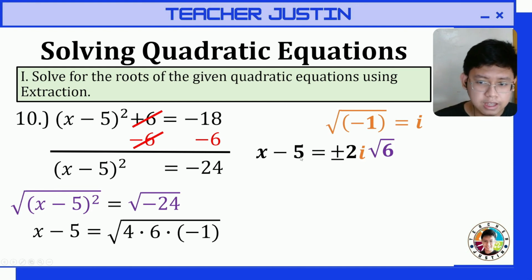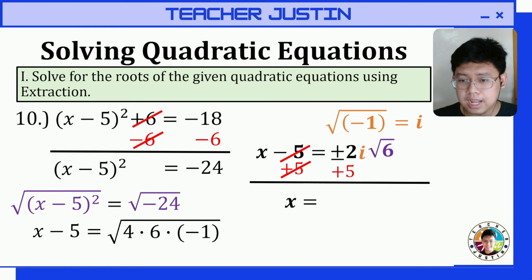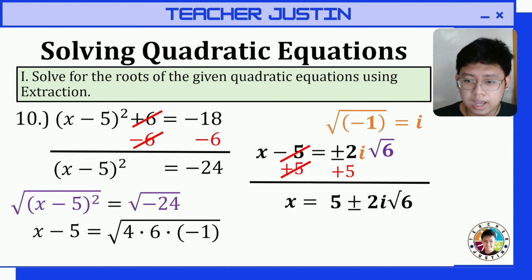ang susunod nating step, ililipat natin si negative 5 sa kabilang side ng equation natin. To do that, we have to add both sides by 5. So, makakancel na yung negative 5 pati positive 5. Ang matitira sa left side will be x. And yung nasa right side natin magiging 5 plus minus 2i square root of 6.